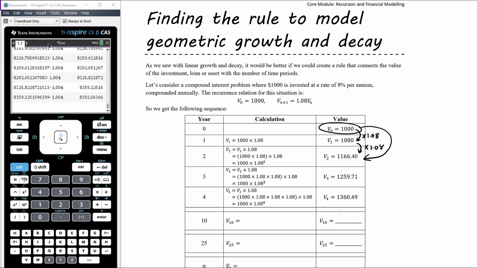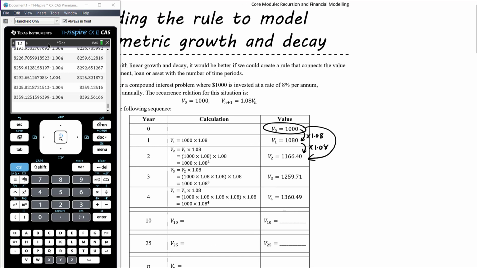Now when we multiply something by 1.08 twice, essentially the calculation we've done to get here is 1,000 times 1.08 times 1.08. This is 1.08 squared. So we've multiplied 1,000 by 1.08 twice, which means it's times 1.08 squared. Okay. If we want to look at getting V3, we know we can get V3 from V2 simply by multiplying by 1.08.